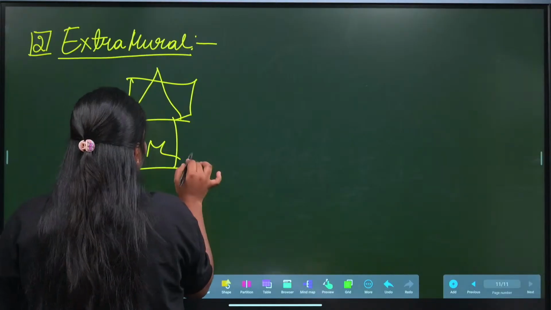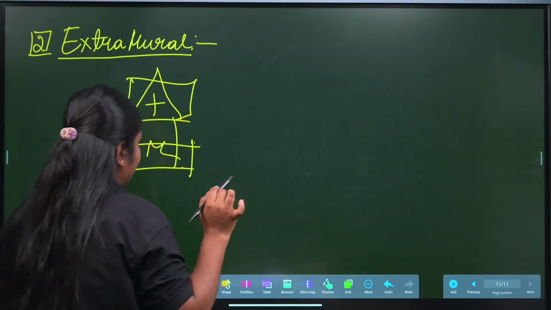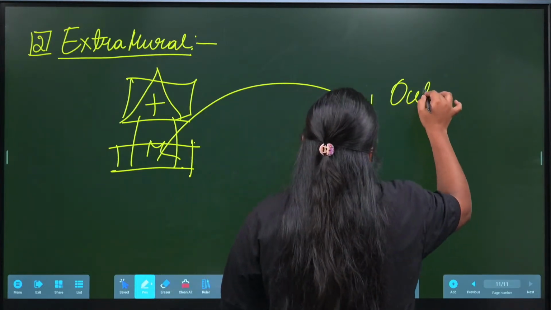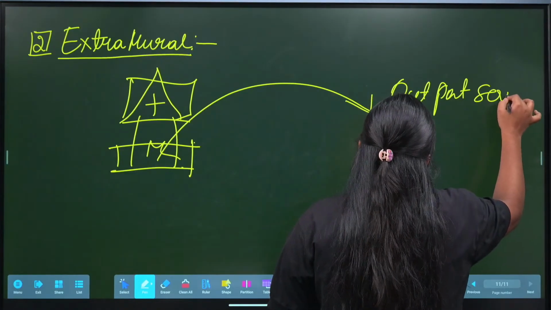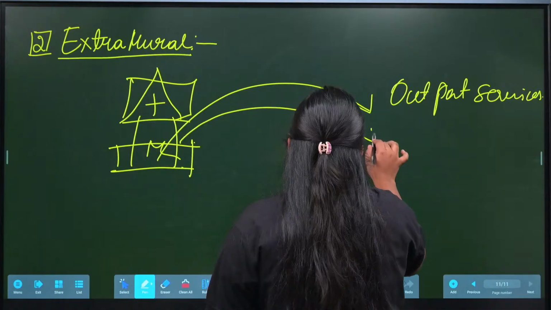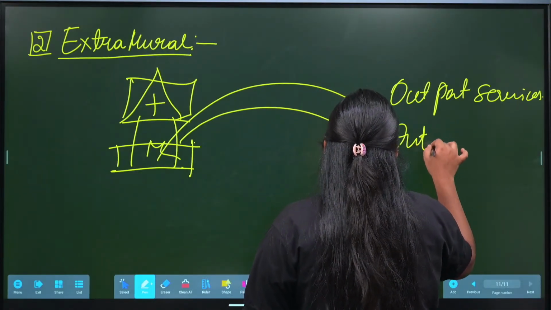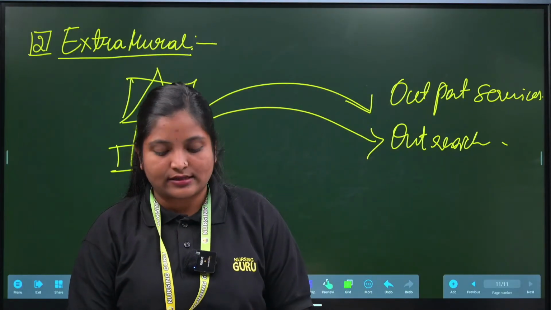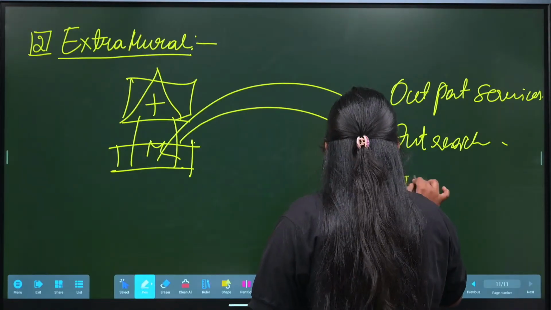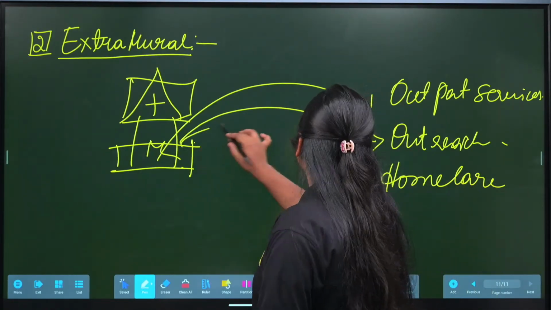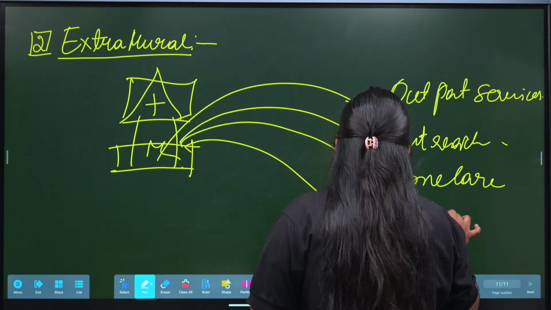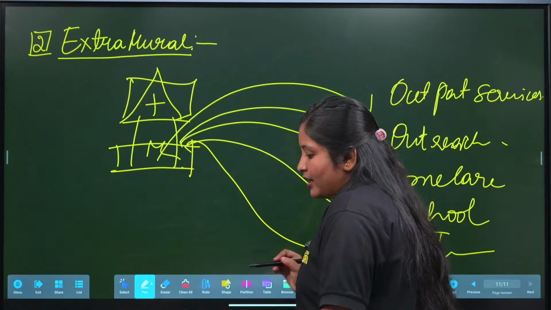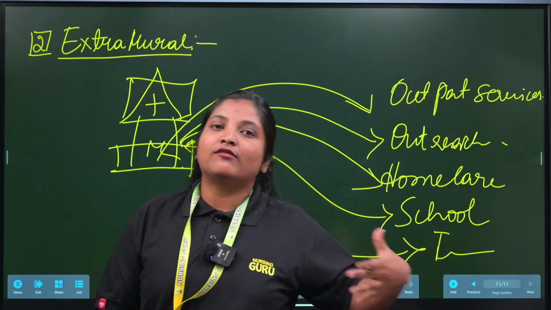Just assume, okay, I am not a good drawer. So here you think this is a hospital. In this hospital, from outside of the hospital, outpatient services. The next one is they are going to provide outreach. And they are going to provide services like school health services, home care or domiciliary care. Next, school health services. The next one is industrial activities. These are the activities which take place outside of the hospital. We will call them the extramural functions.